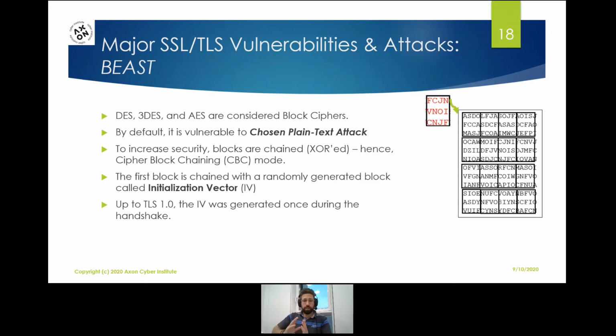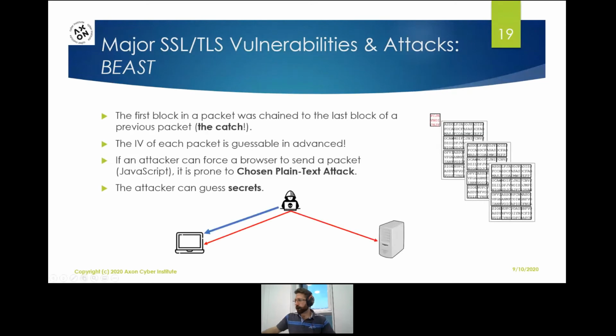Now, this is all good if we are talking about a single document. But when it comes to SSL, we know that the encrypted data are sent over packets, each on its own packet. So we have packet 1, packet 2, packet 3. In the BEAST vulnerability, only the first block of the first packet is chained with an IV. But the first block of the second packet is not chained with its own IV, it is chained with the last block of the previous packet, and so on. And here is the vulnerability.